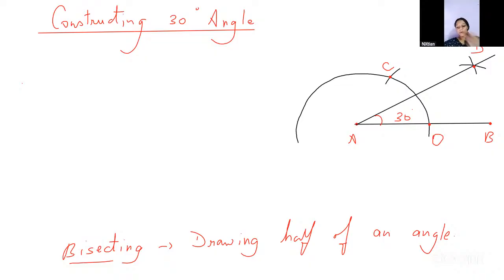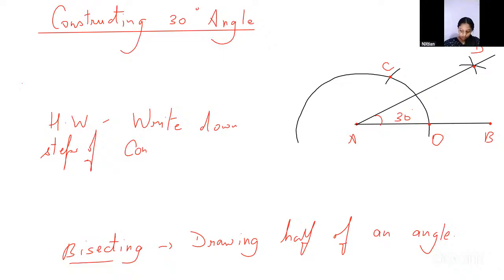Tomorrow, homework is writing down the steps of construction of 30 degree and sending it to me. Homework, okay?